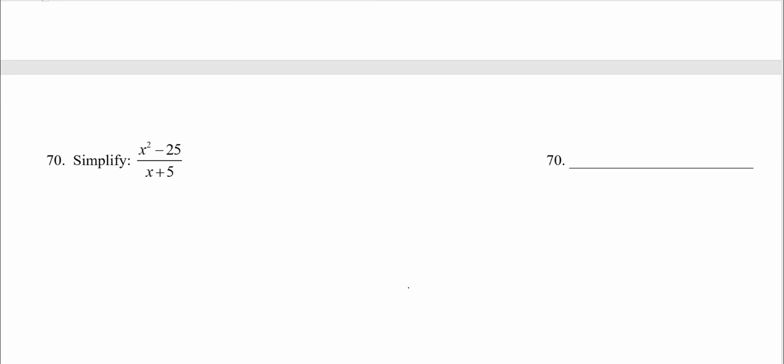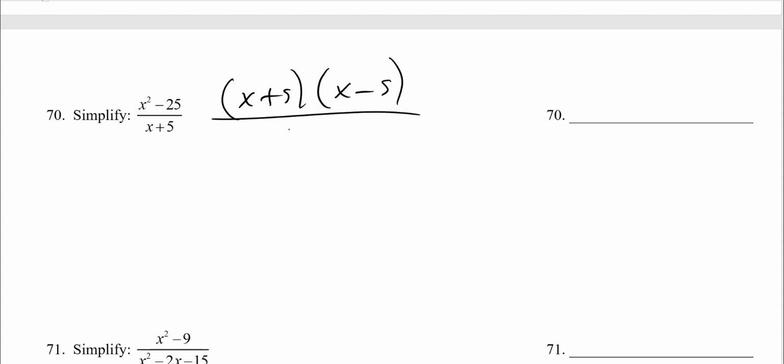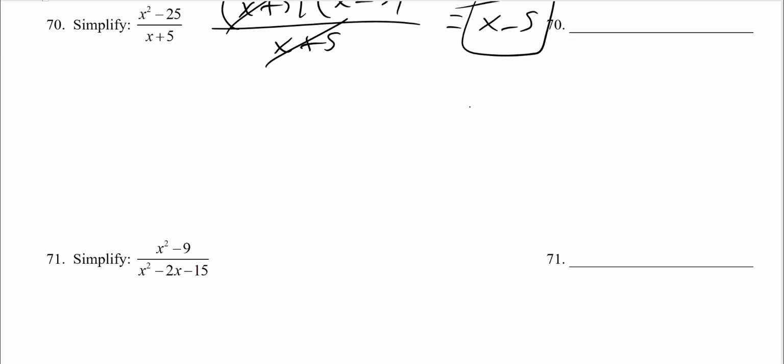Okay. This one you've got to factor. So it's the difference of two squares. So x plus 5, x minus 5 over x plus 5. That cancels, and I just get x minus 5.